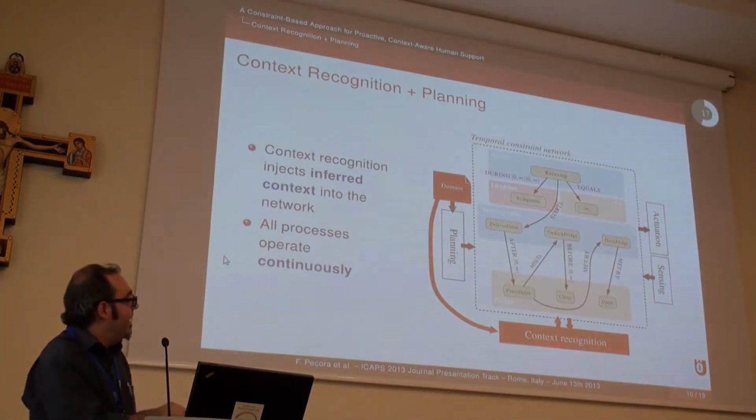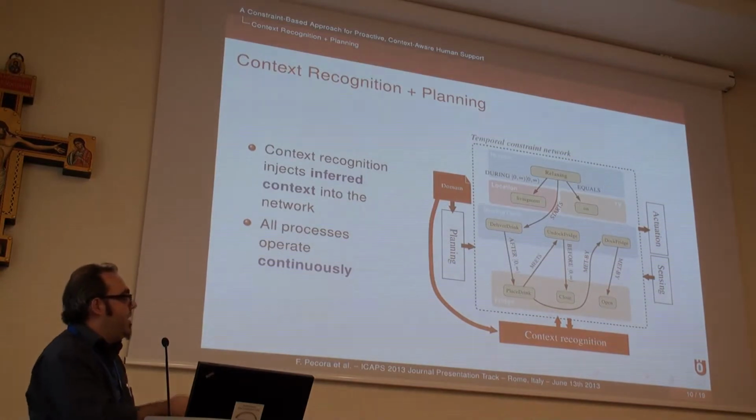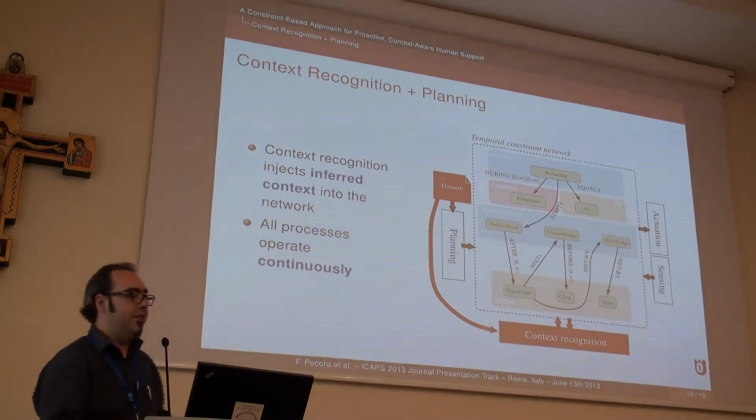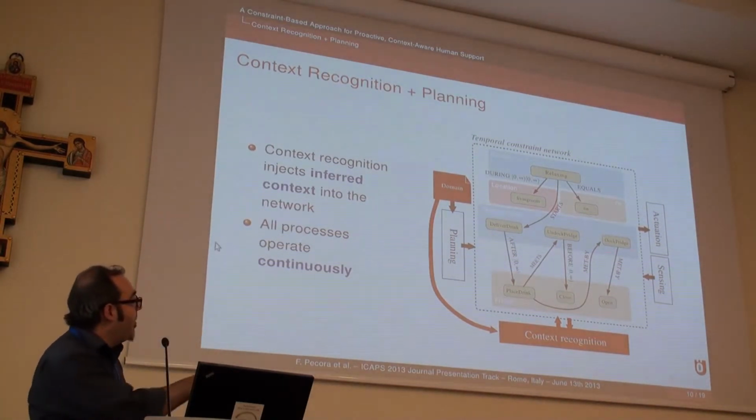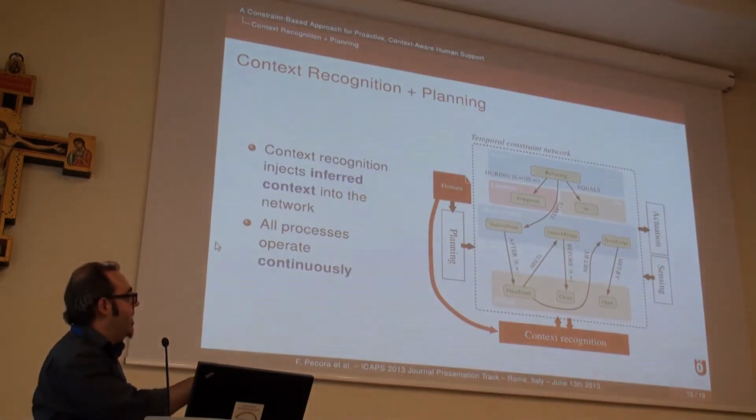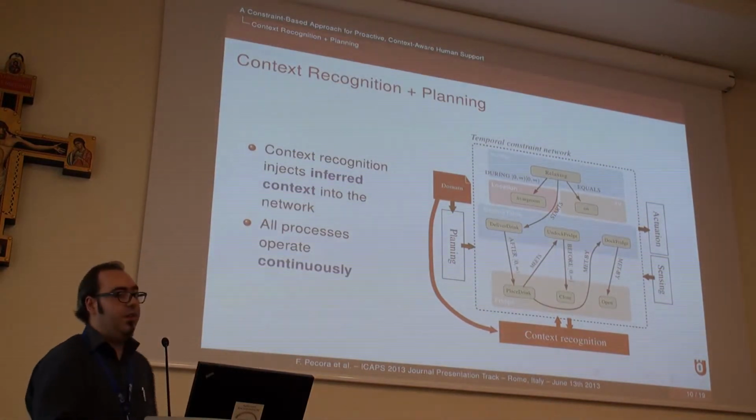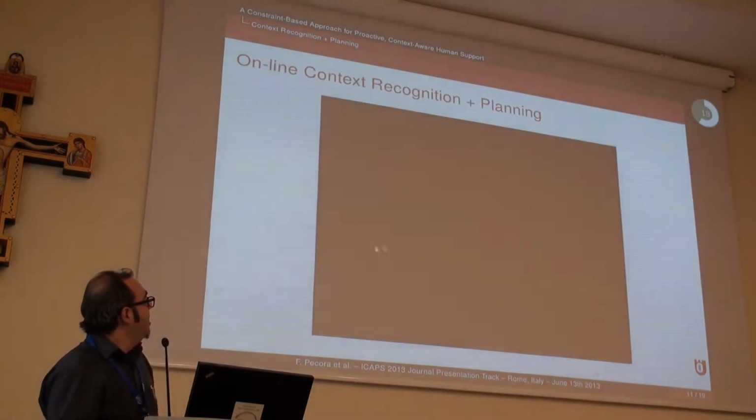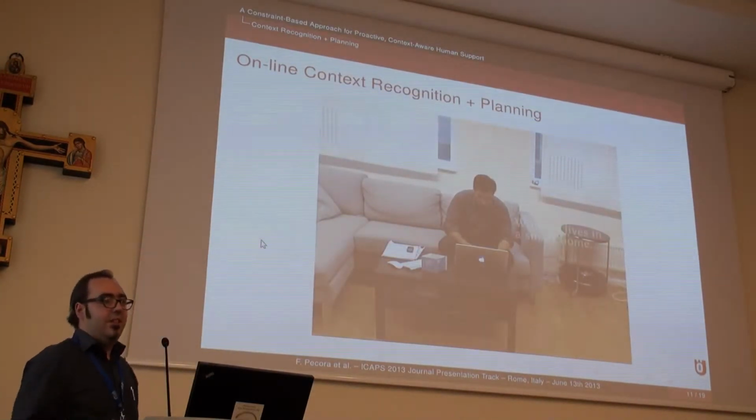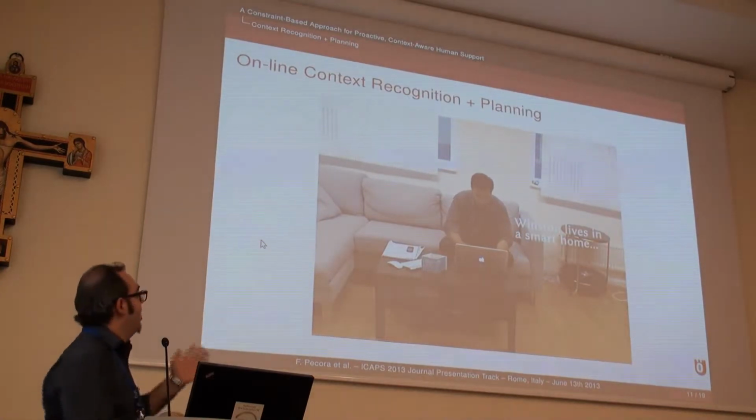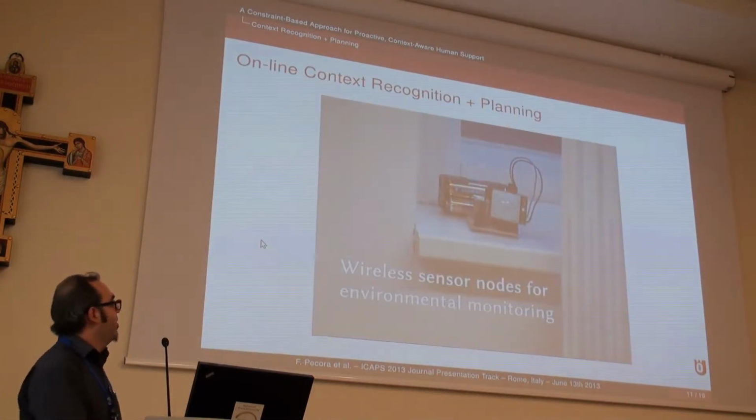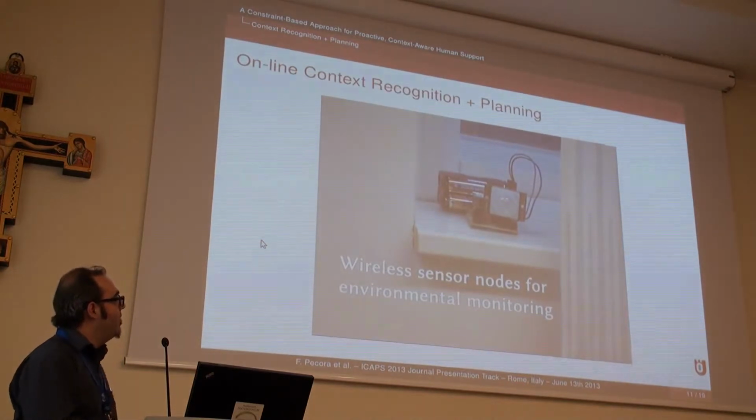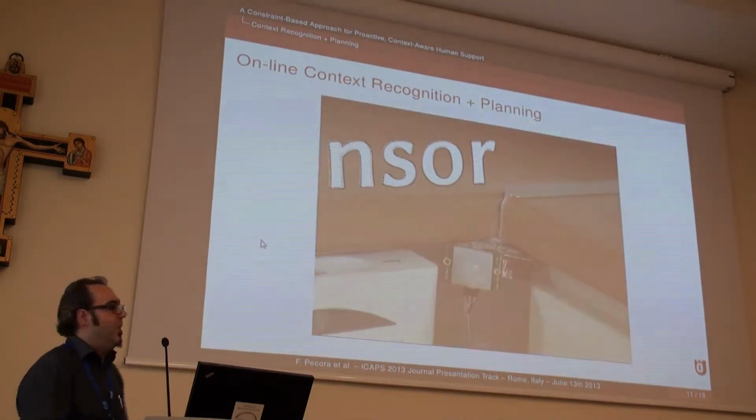Now, this entails that essentially context recognition can just be another process working around this temporal network. Okay? And all processes, just like planning, actuation, and sensing, and also context recognition, can operate continuously under certain conditions. So, before giving you just a few more details, I think motivation is more important than details. You can read the paper. I'd like to show you another movie where we show the role of context recognition in a more compelling way.